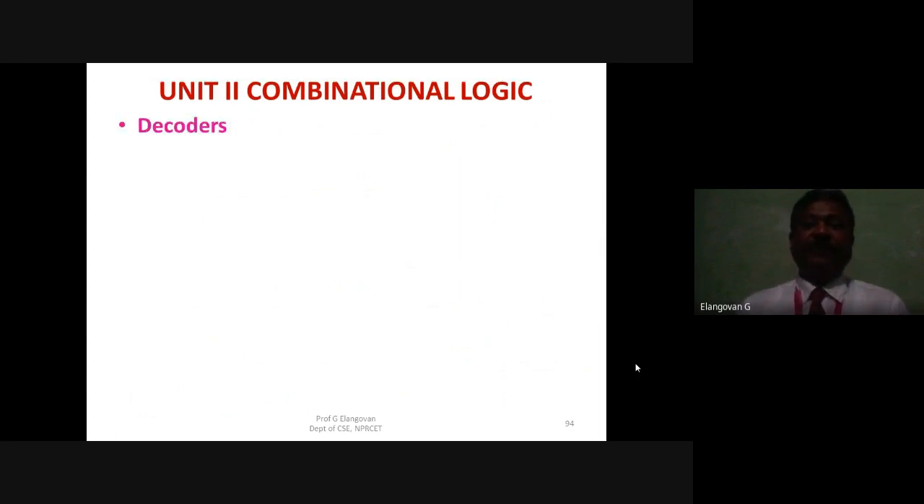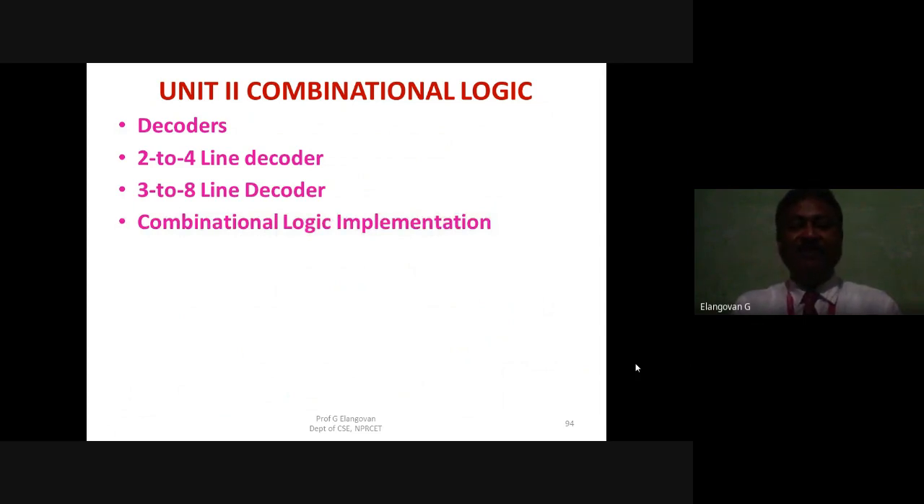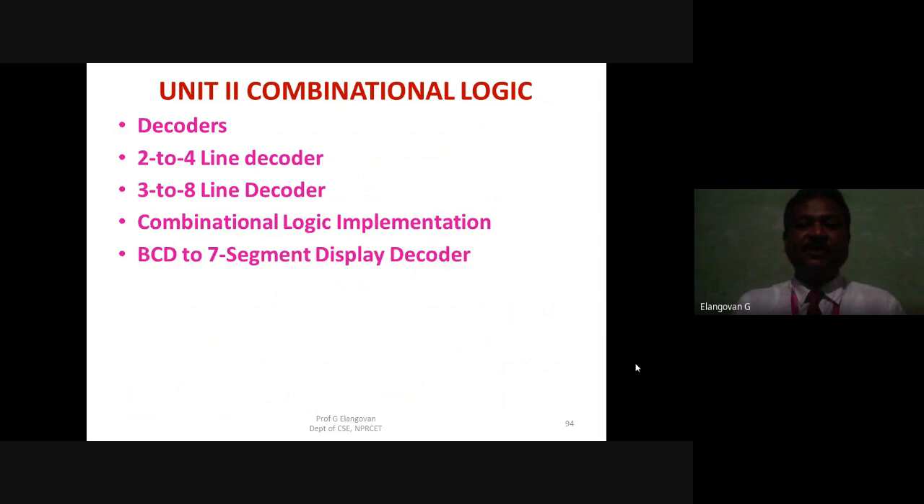Today we are going to discuss decoders. We will discuss the purpose of decoders and the variants of decoders: 2 to 4 line decoders and 3 to 8 line decoders, combinational logic implementation using decoders, and one special decoder, the BCD to 7 segment display decoder. These are the things you will understand by the end of this video session.